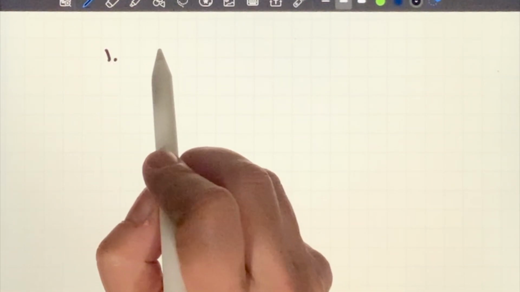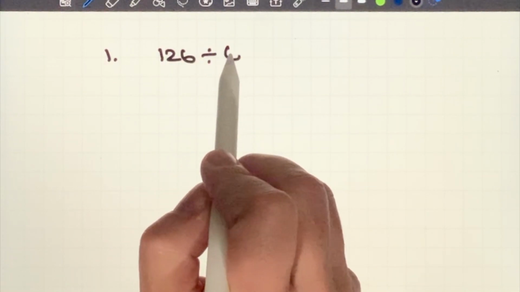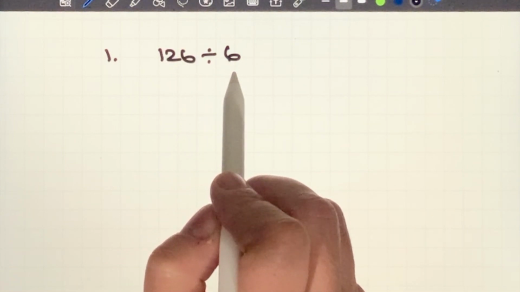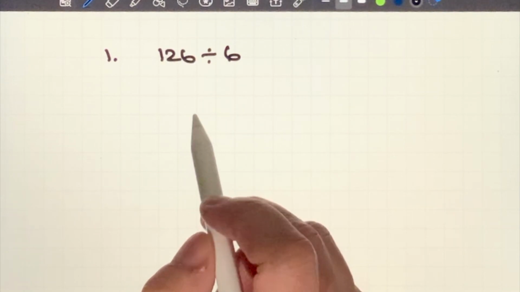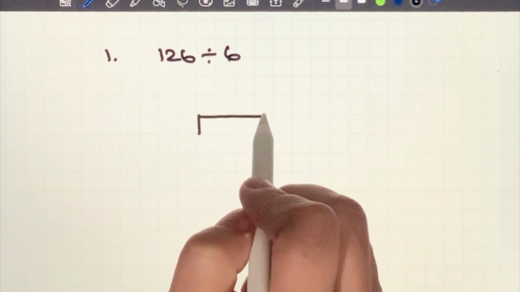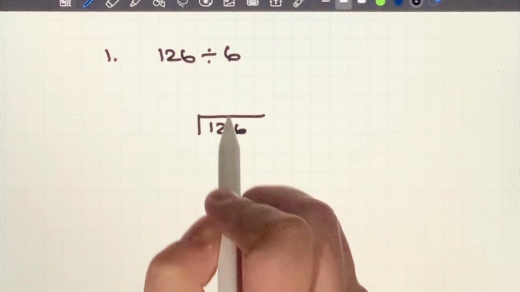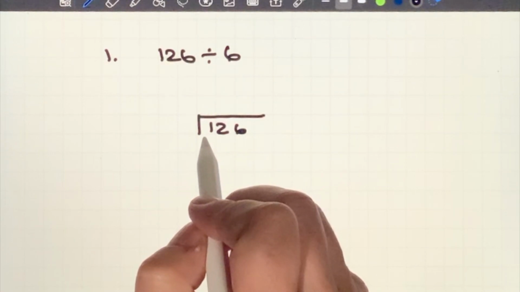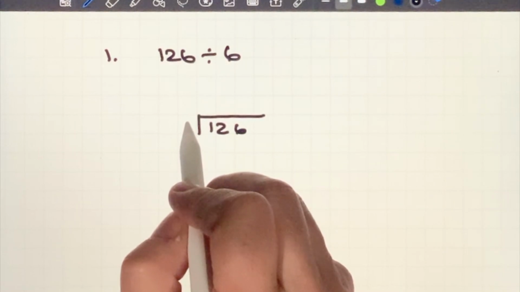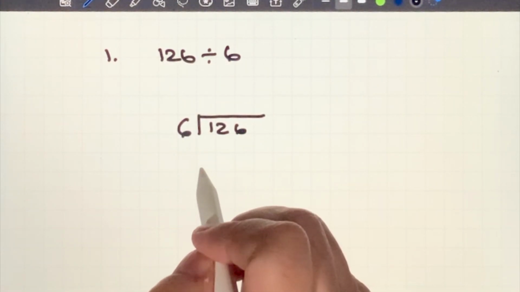So in our first example, we are being asked to divide 126 by 6. And to set that up as a short division problem, we are going to put the 126 here, and that is my dividend. And the divisor, which is the number that I'm actually dividing by, is going to go here.